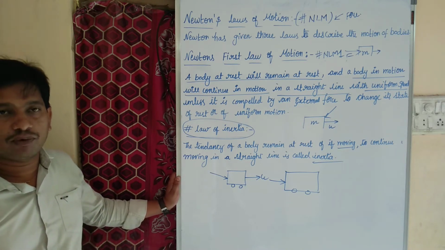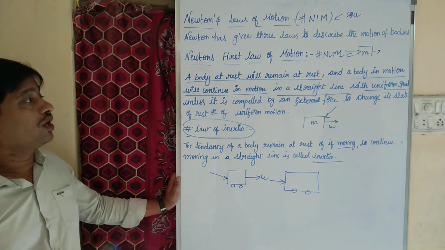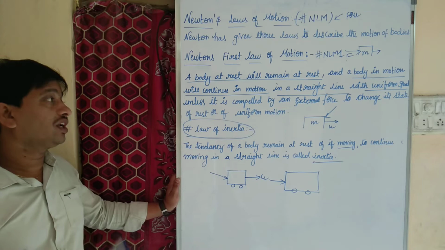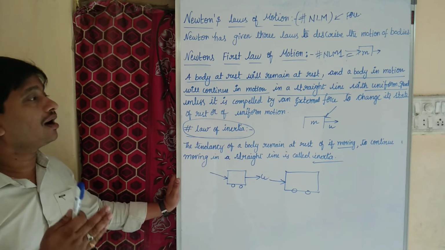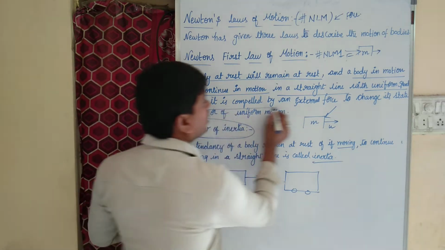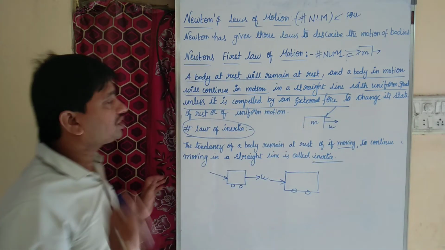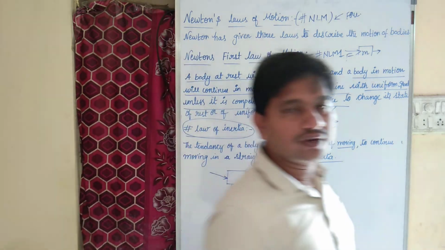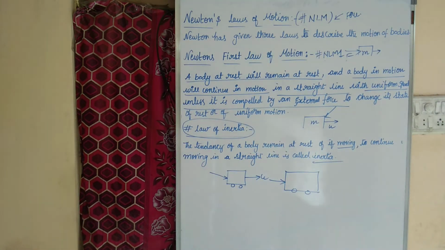So Newton's first law of motion is: a body at rest will remain at rest, and a body in motion will continue in motion in a straight line with uniform speed unless it is compelled by an external force to change its state of rest or uniform motion. So this is our Newton's first law of motion.